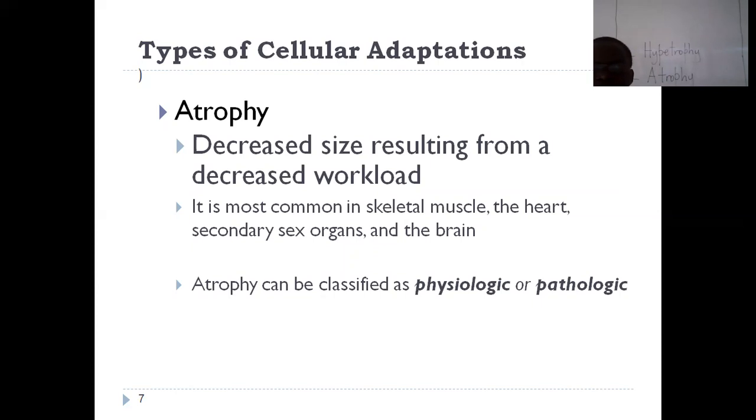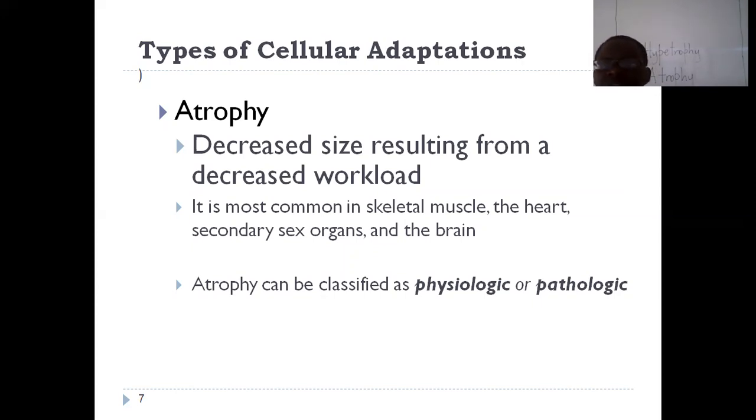it becomes small. We also have examples like the brain, things like secondary sex organs, things like the heart. All these can atrophy in case there is a decreased workload.